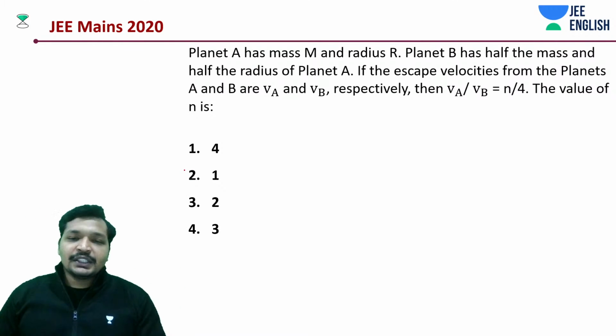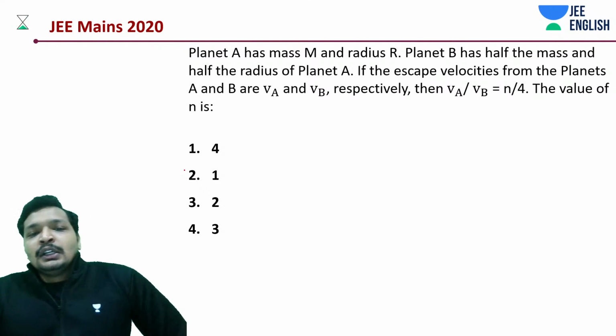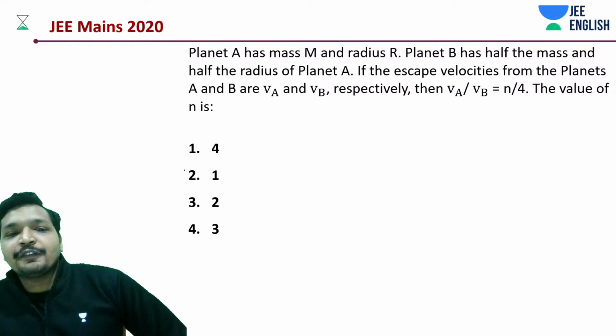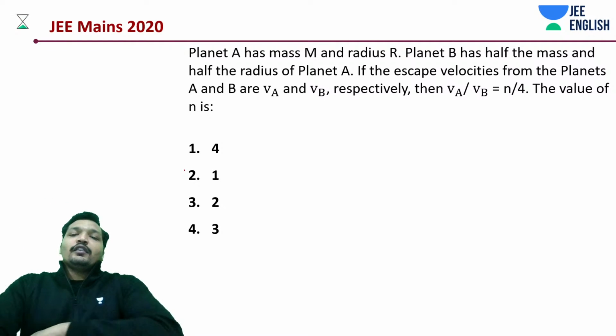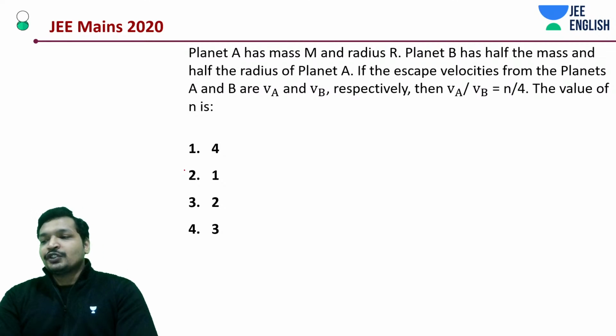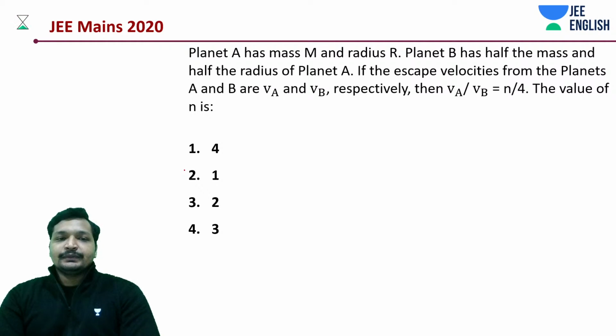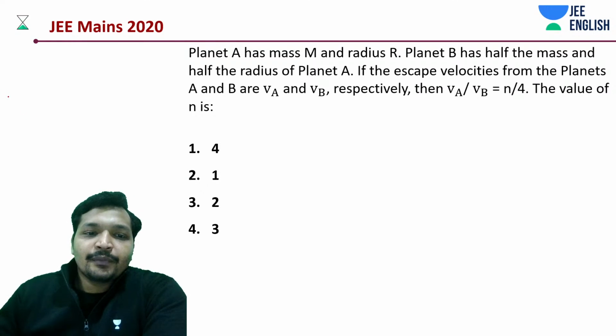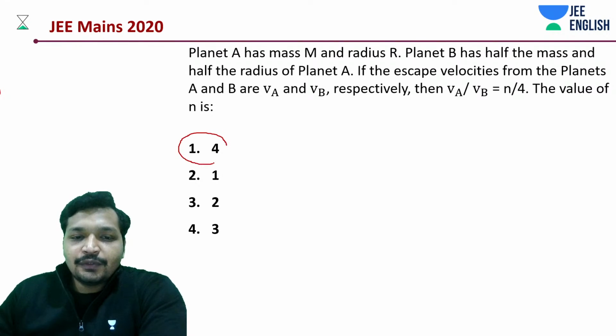Okay, let's get into the next question. It's a very simple question. Planet A has mass m and radius r, and planet B has half the mass and half the radius of A. What do you think the answer should be? VA by VB is equal to n by 4. What should be the value of n? Can we say it's directly 4? Okay, now we can say it's 4.